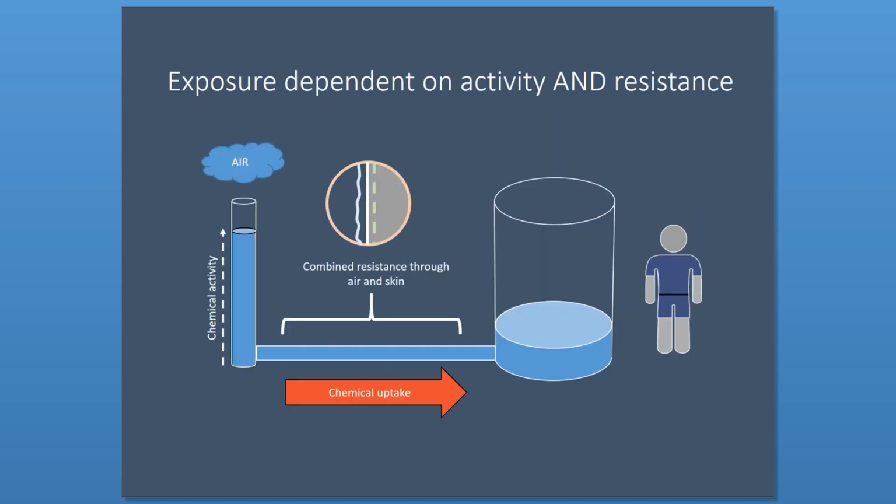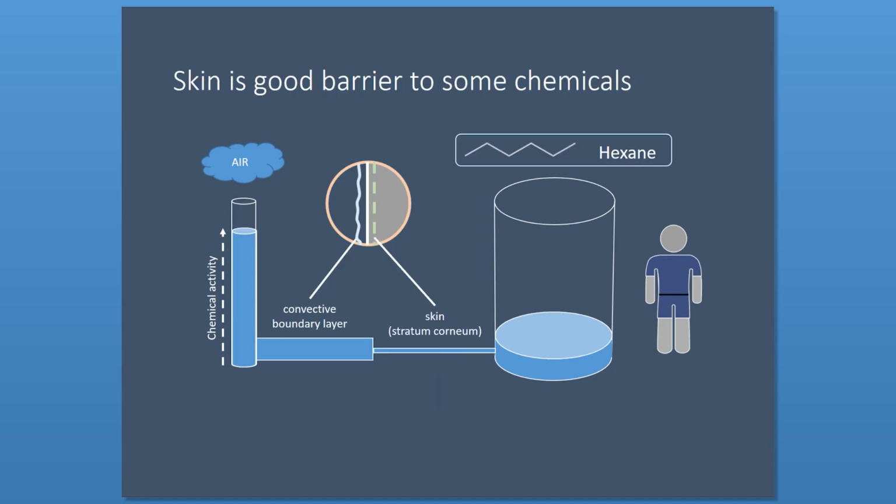So if we go back to our analogy of these reservoirs, let's say the air has a fairly high chemical activity of some chemical in the air, and we're at some lower chemical activity. In between are these two resistances, this resistance associated with the convective boundary layer, this sluggish air over your skin, and the stratum corneum at the top layer of your skin. If we break those two down into two separate resistances, you can think of them as two different pipes with different diameters between these two reservoirs.